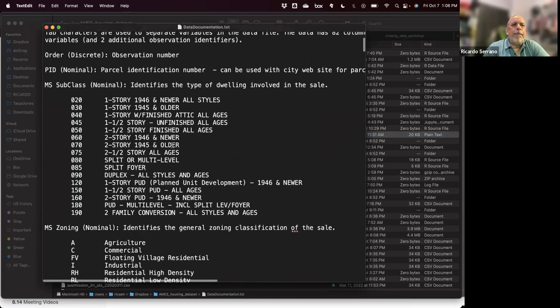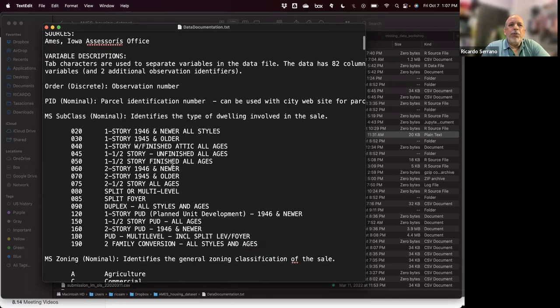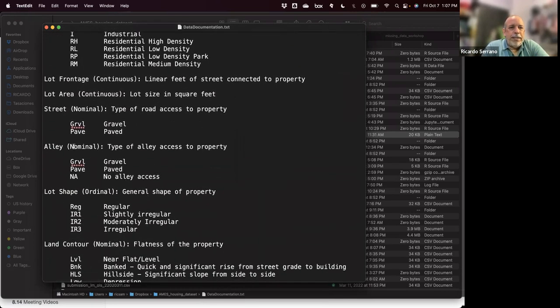In this data documentation, or data dictionary, what you're going to find is an explanation of each of the variables of that data set. For example, if it is a categorical variable, it will tell you the labels, the categories, but also sometimes it will give you some insight on how you should interpret those missing values. The example that the author gives is the alley variable, which is a nominal variable. A house could have an alley. Here, the variable is telling us what type of alley access there is to the property: paved, gravel, or, very important, NA, which means that there's no alley access.